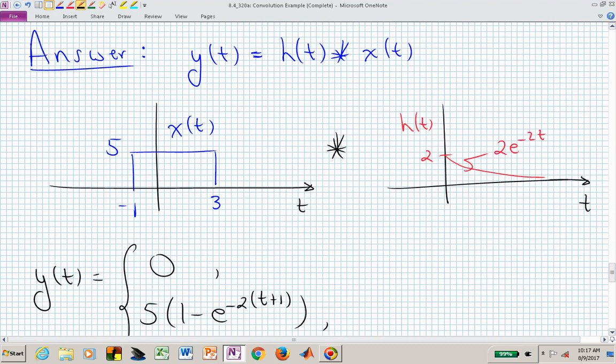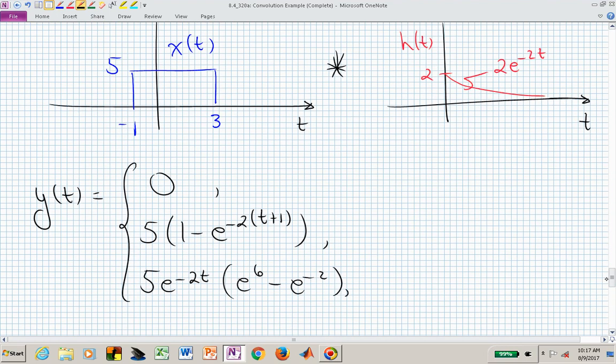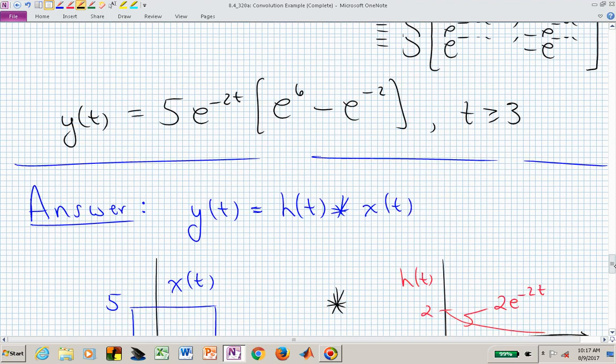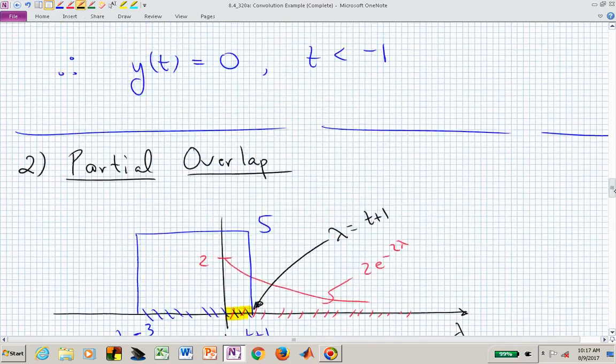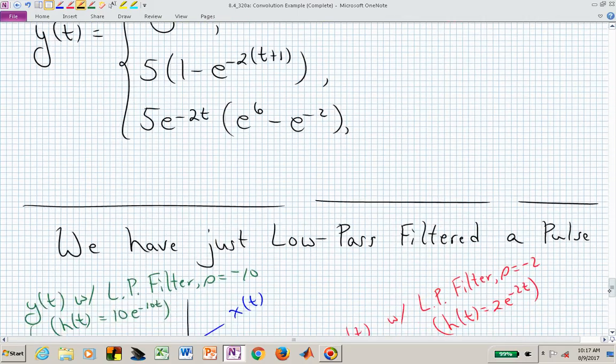That's now y of t, and I hope you can now see that the answer of convolving h with x with these functional forms consists of 3 different functional expressions for y. We have y of t equal to 0 when we had no overlap, and no overlap occurred when t was less than minus 1.